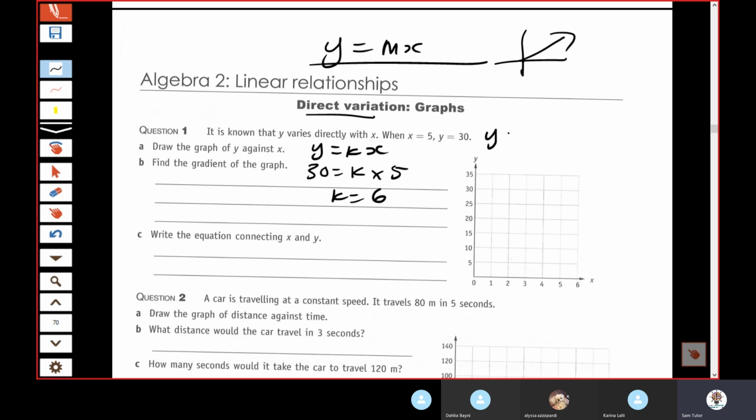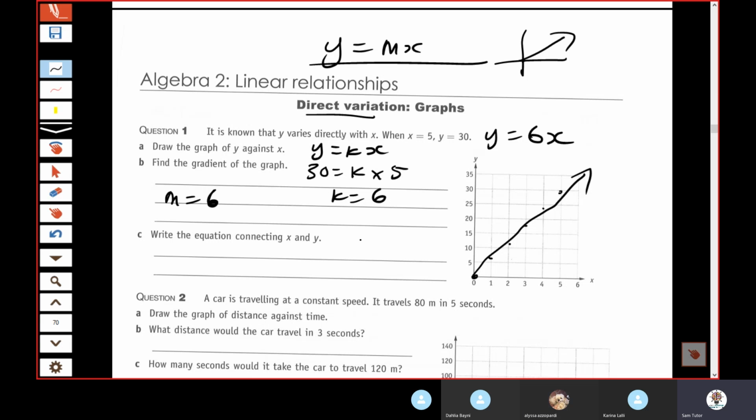So we now know the equation is y equals 6x. Starts at 0. When x is 1, y is 6. When x is 2, 6 times 2 is 12. 3, 18. 4, 24. 5, 5 times 6 is 30. And we get the idea. Find the gradient you just did. That is the gradient. So the k you're finding is the gradient, right? Because mx plus b, so gradient equals 6.